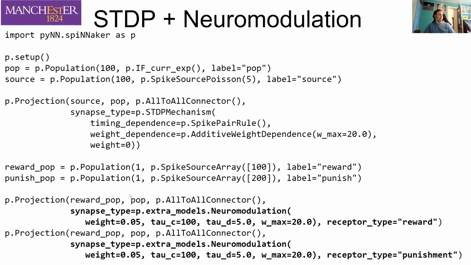So the trick here is that when you're doing your projection, you specify your receptor type, and now you specify a receptor type of reward and punishment. This will work as long as you have an STDP rule associated with the post population already. So you have to specify it in this order. You can't do the neuromodulation first and then the STDP mechanism, so it needs to know what it's acting on. So that's the order that we allow currently.